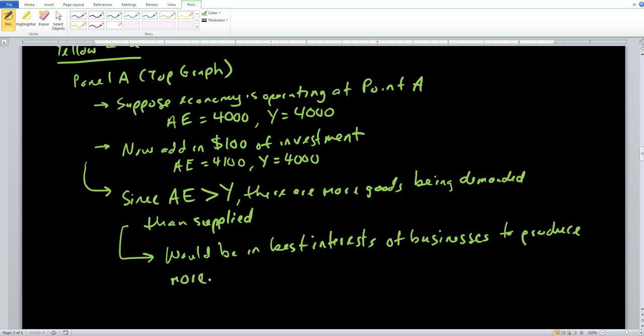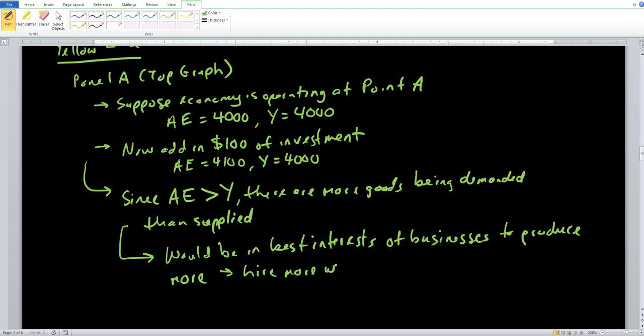So they want to get rid of the shortage right here. So they're going to go ahead and increase their production. However, in order to increase their production, what do they need more of? They need more raw materials. They need more labor as well. So as they want to produce more, they hire more workers. So it would be in the best interest of businesses to produce more. So that tells us that they're going to hire more workers.